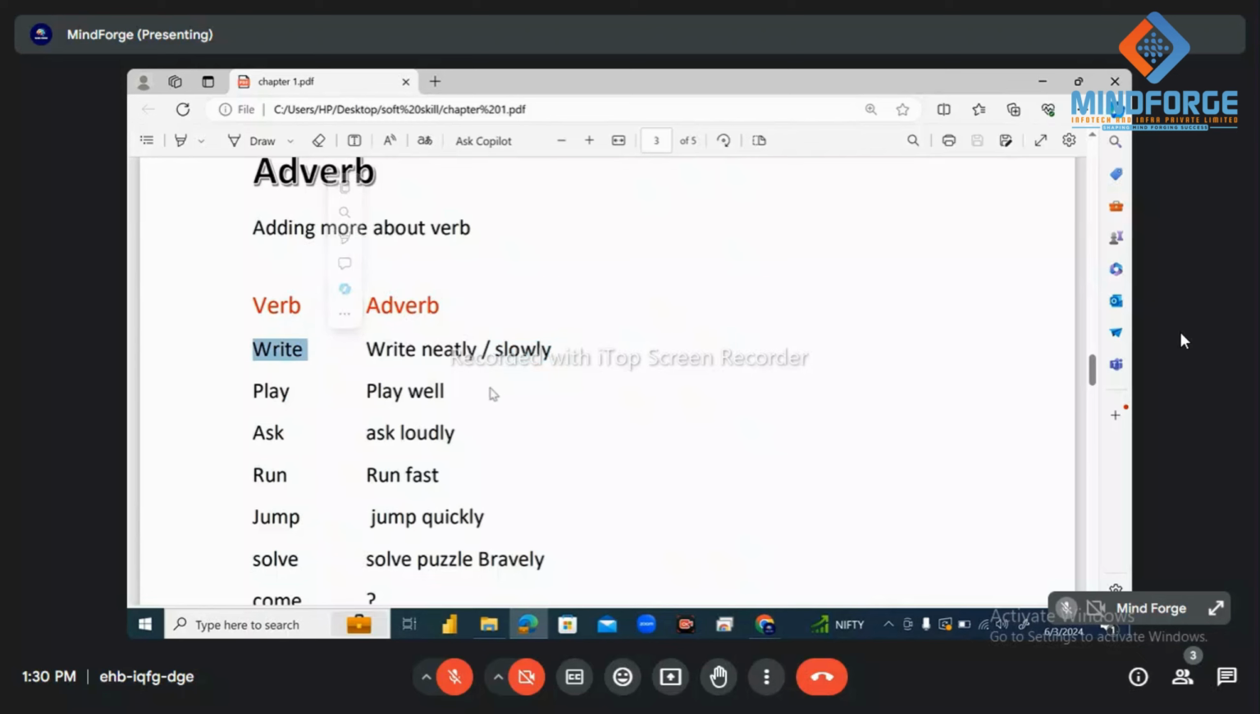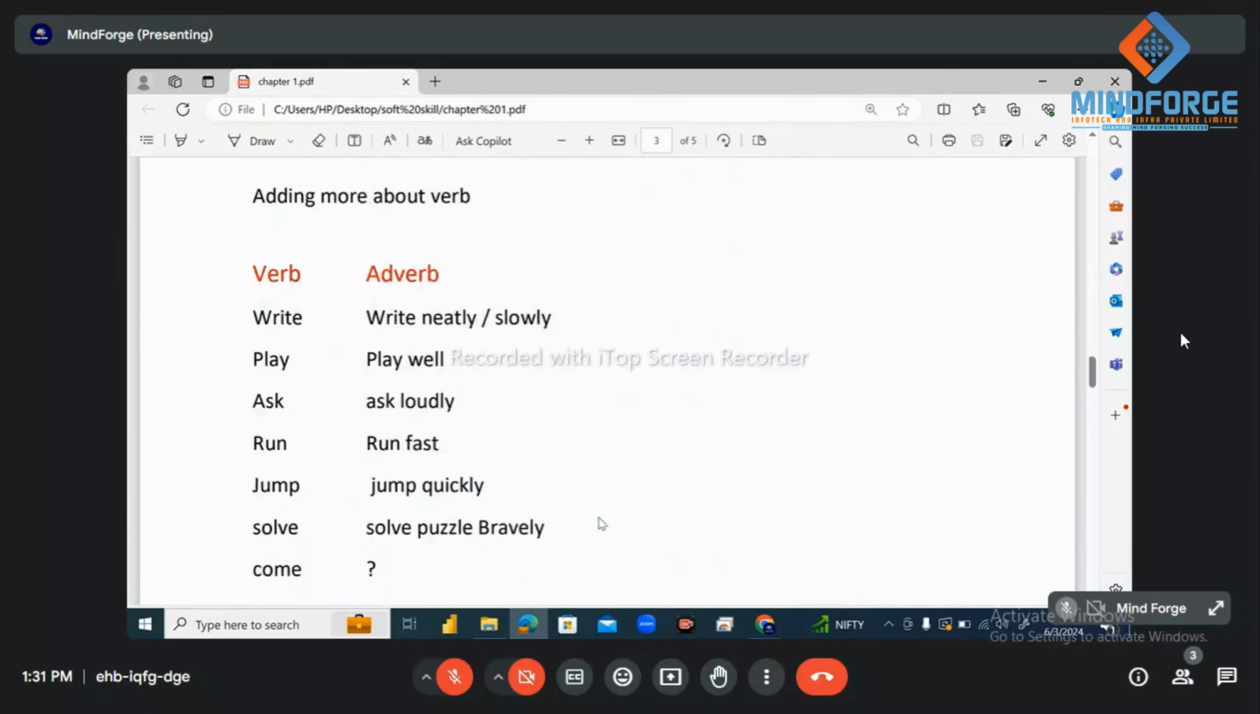Write, but how are you going to write? Neatly. How are you going to write? Slowly. So these are the adverbs used for the verb write. Okay, similarly we are going to see for play. If play is the verb, the adverb would be play well. Then ask loudly, ask slowly. Run fast, so fast is an adverb. Jump quickly. Okay, now solve the puzzle bravely.